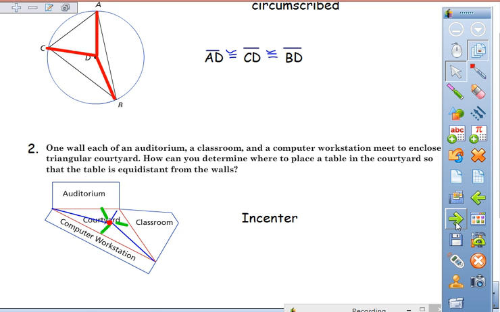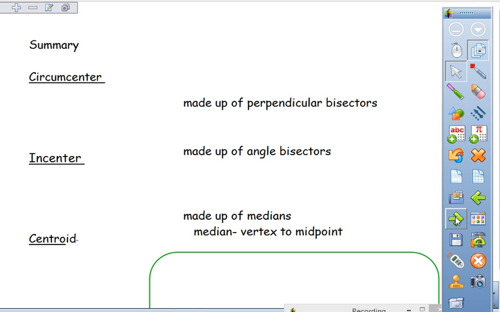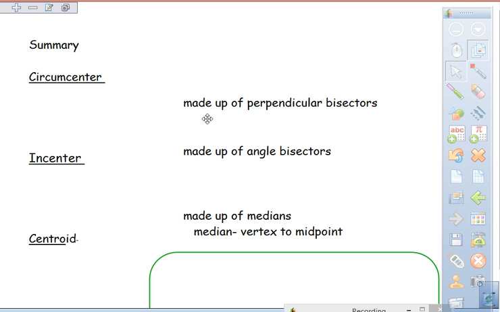So here's a summary of what we learned today. A circumcenter is made up of perpendicular bisectors. An incenter is made up of angle bisectors. And a centroid we'll cover later, so if you want to write it down you can, is made up of medians. And a median goes from the vertex to a midpoint.